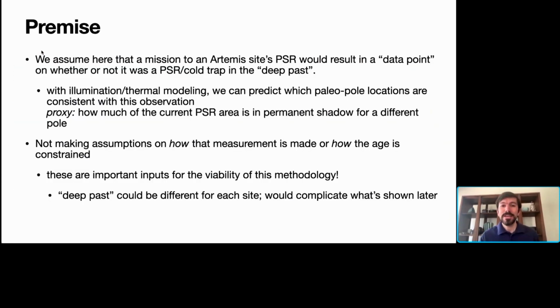I'm not going to go into how we could measure that. I would actually be very interested in getting feedback from some of you who are a lot more knowledgeable about geochemistry, for example, about how that could be done. Here I'm going to assume that when we go to one of those regions and explore one of the PSRs, we could get a point measurement of whether or not that place was a cold trap at some point in the past. In the examples I'm going to show, I'm going to assume that all of those pasts are the same date, but it doesn't have to be. That would complicate the analysis a little, but it's not a barrier.